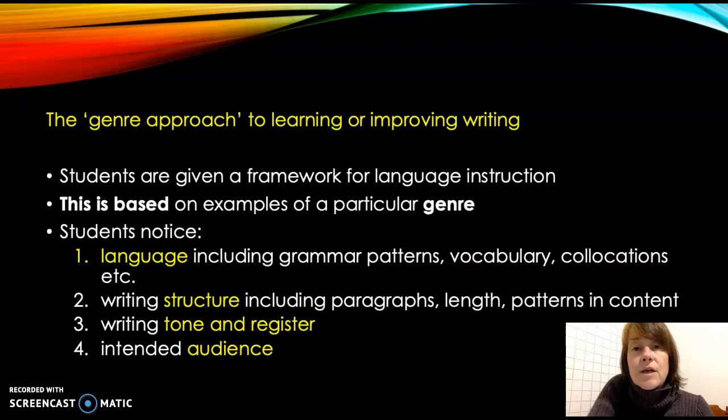Students, in looking at these examples, will notice the language that's used, so that includes grammar patterns, vocabulary, collocations, etc. The writing structure, including paragraphs, the length of the writing, the patterns in content, the writing tone and register, so formal, informal, etc., and who the intended audience is, so who the writing is for.